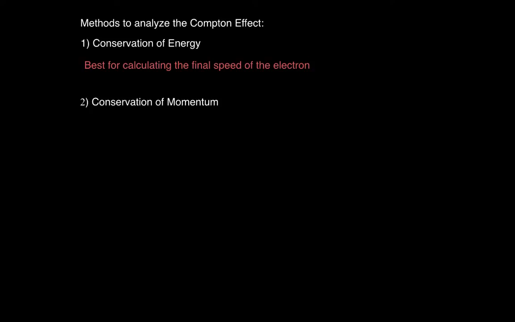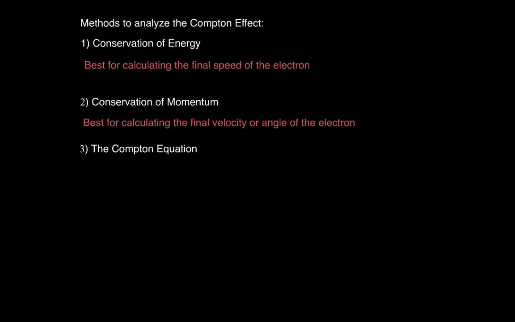The second method, conservation of momentum, you want to avoid if at all possible because it's the hardest method to use because of the angles. It's best for calculating the final velocity or angle of the electron. The third method, the Compton equation, is best used for calculating the wavelength or the angle of the photon.